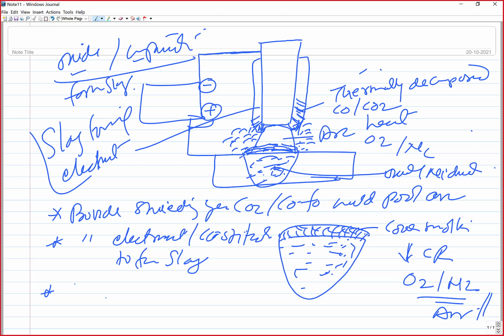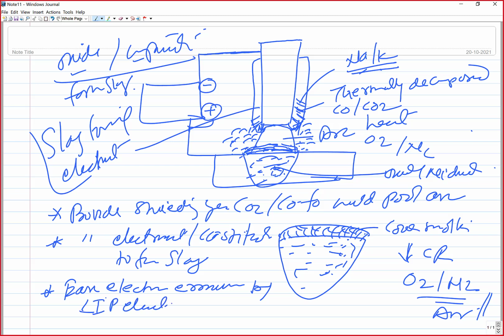The third role is that these coatings are added with low ionization potential elements like sodium and potassium, which easily emit electrons whenever the electrode is connected to the power source. Basically it is easy electron emission by the low ionization potential elements.